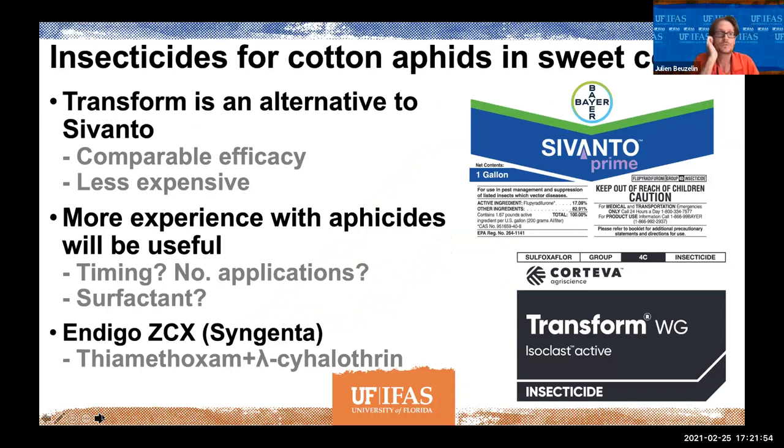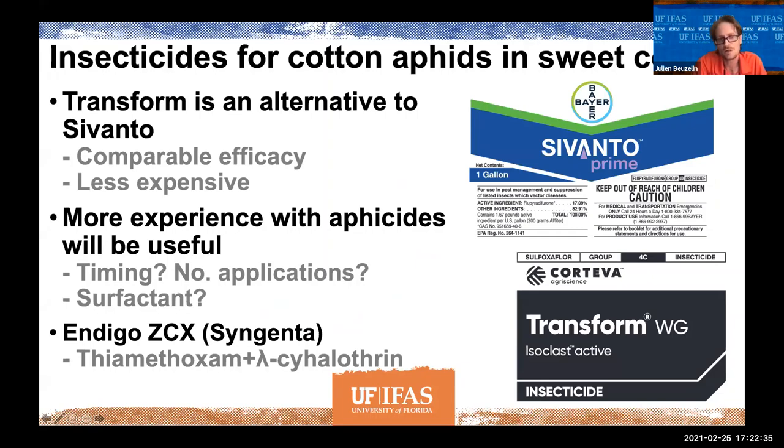So Transform, or at least the active ingredient, we looked at in two independent tests. We think this is a viable alternative to Sivanto with comparable efficacy. What we have to mention is that this is a less expensive product. We should gain more experience with aphicides. It would be useful to work more on timing of the application and number of applications. In those results presented, we did not have any surfactant to see if a surfactant changes anything.